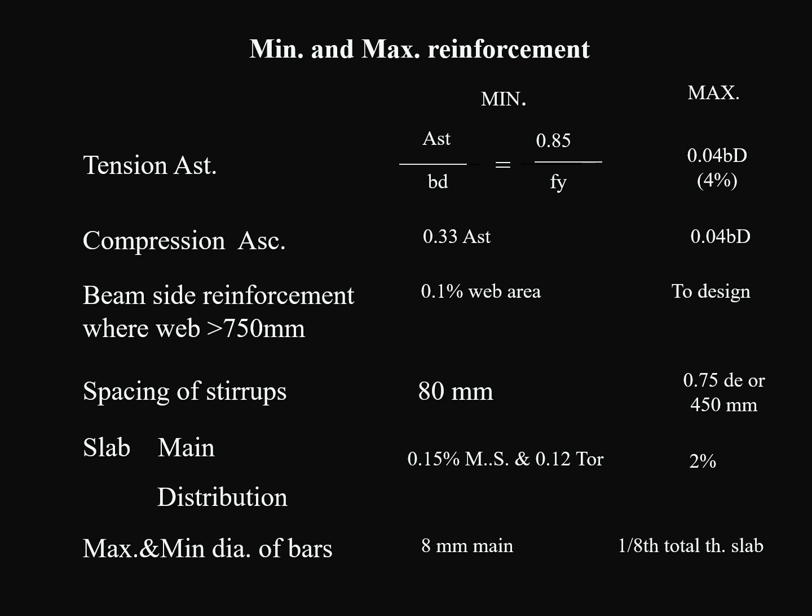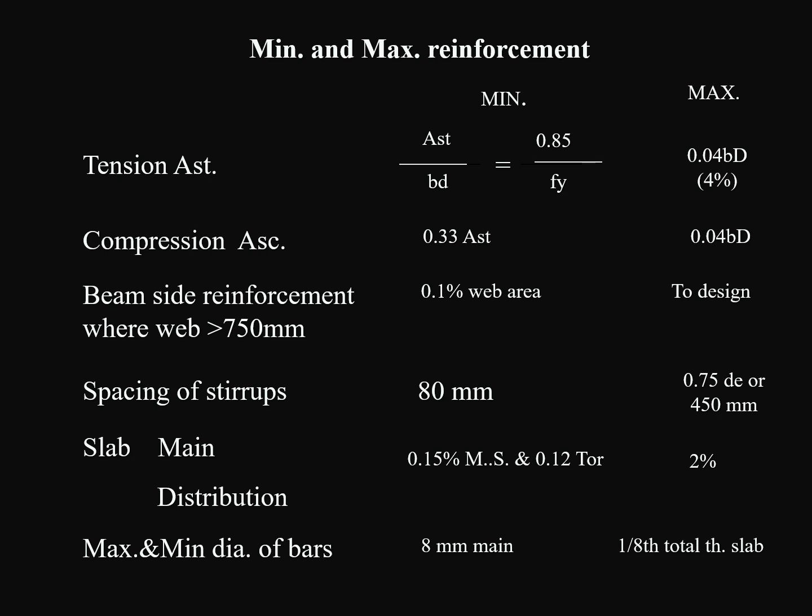Minimum and maximum reinforcement. Tension reinforcement, Ast, follow the formula Ast by bd equal to 0.85 divided by fy. Maximum is 0.04 bD. Compression steel, Asc, 33% of Ast and 4% of bD.